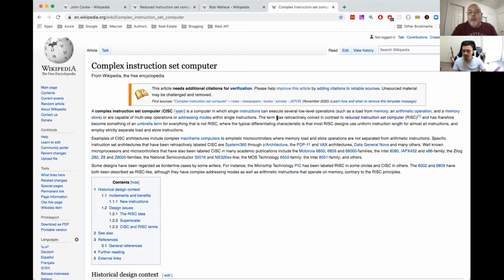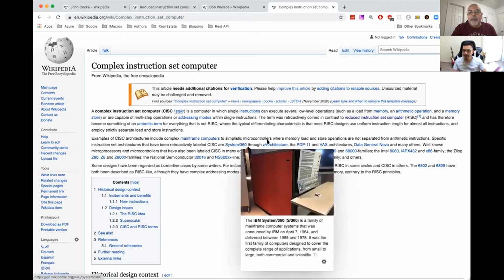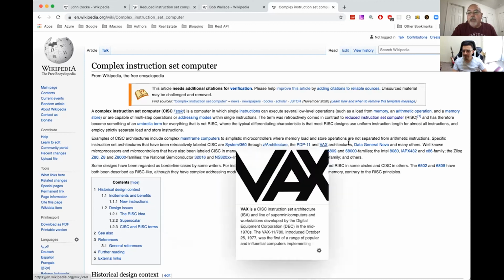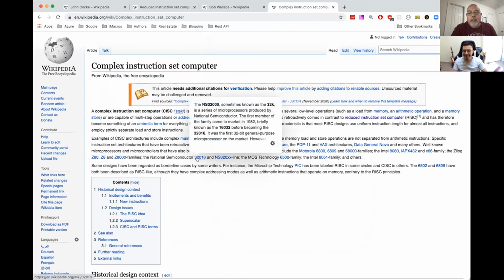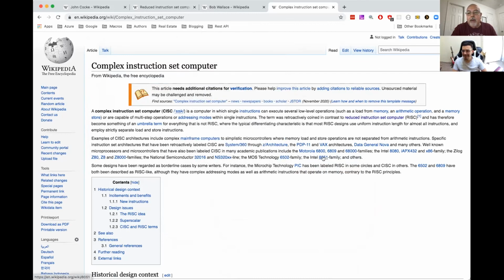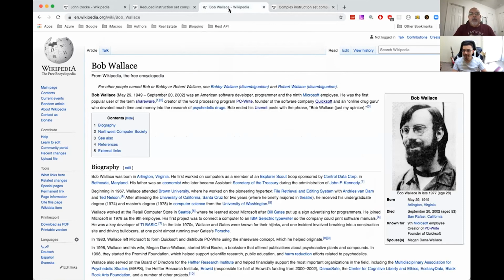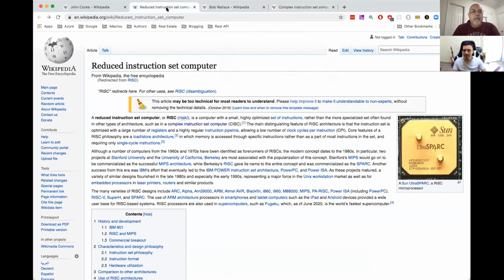Yeah. The term was retroactively coined in contrast to reduced instruction set computer, and has therefore become something of an umbrella term for everything that is not RISC. So yeah, System 360, the Z architecture, the PDP-11, VAX architecture, Data General, all these ran on CISC architecture. So the MS-DOS technologies, Intel 8051, and others. Wow. Yeah. So he created the RISC architecture, which is the reduced instruction set, which is for smaller devices, if I'm not mistaken. Single cycle instruction.